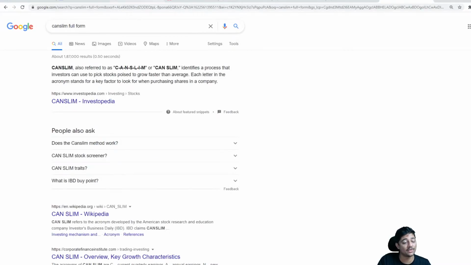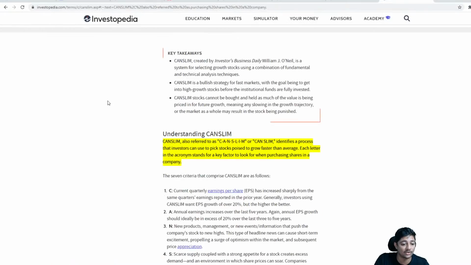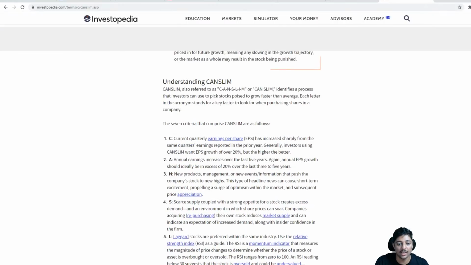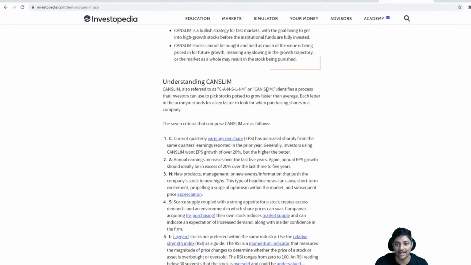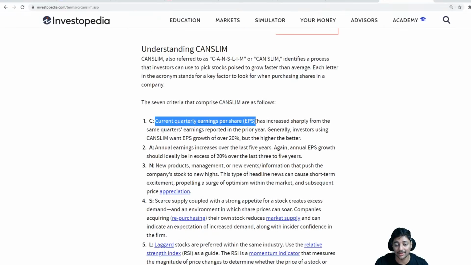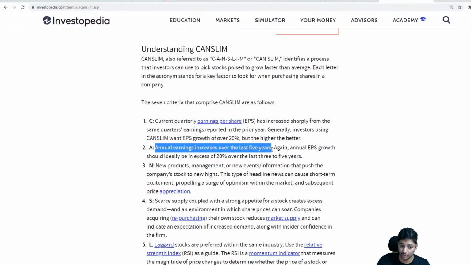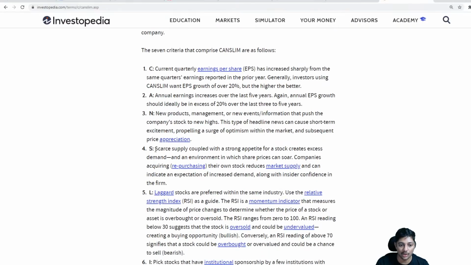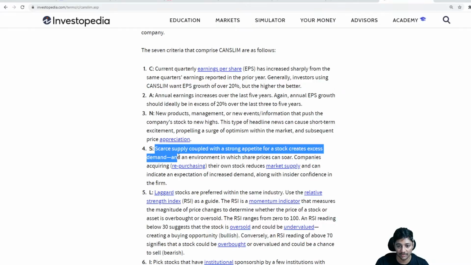See, today's episode is about learning, guys. So let's do the learning also at the same time. If you guys are getting bored, getting late, you can leave. This is only for learning. Now, CANSLIM basically talks about the current quarterly earnings per share, which is EPS. That means the current quarterly earnings per share should be good. The annual earnings per share also should be good. N means new products in the company should keep coming out and new innovations should be coming out. S talks about scarce supply coupled with strong appetite for stock, which increases the demand.